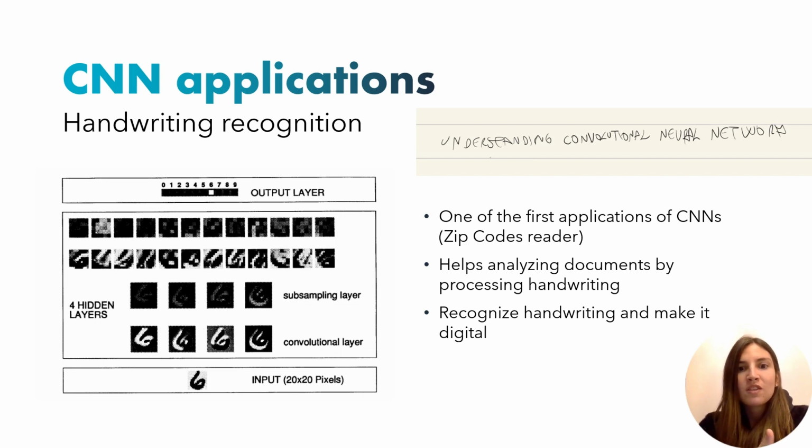Handwriting recognition was actually one of the first applications of CNNs. In the late 80s, in fact, CNN was employed as a handwritten zip code recognition system that would help streamline mail sorting, making the process more efficient for postal services.